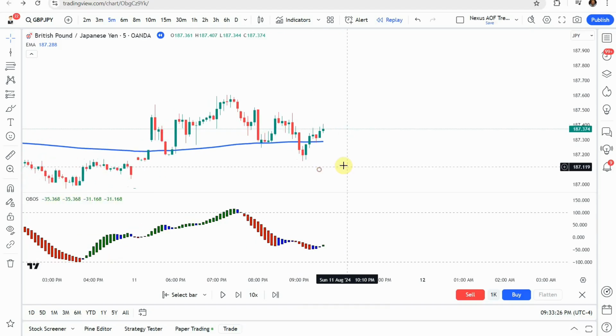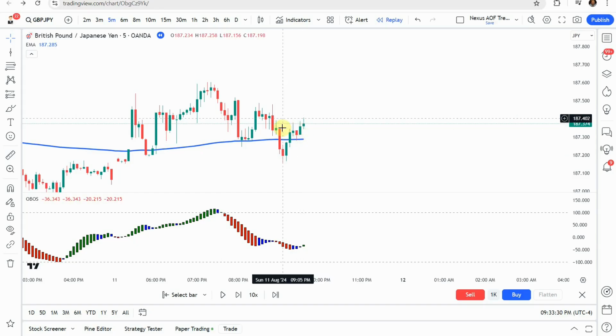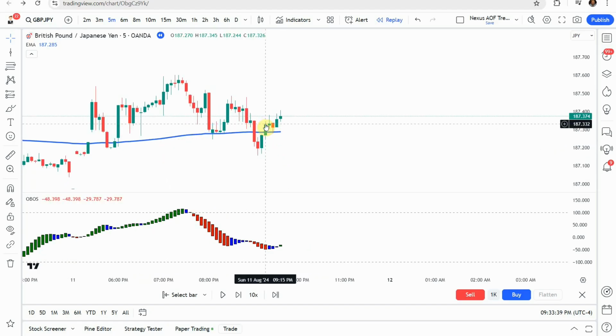Okay, so back to the strategy here. What we're looking for is price to be above the moving average or crossing over the moving average. In this case, we're looking for a long trade. So we would be looking for price to be trading above the moving average or crossing up above that moving average. And in this case, it is trading above right here.